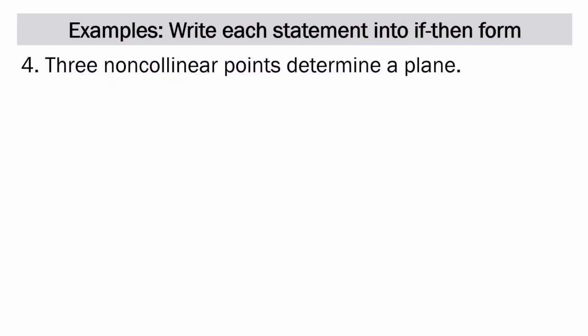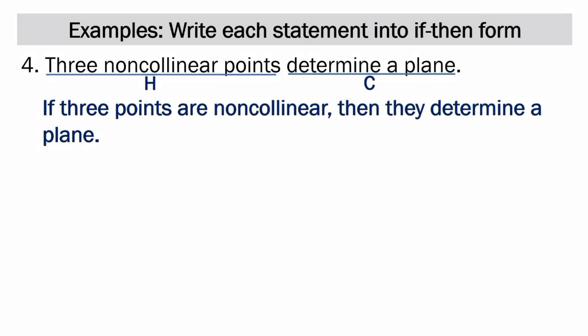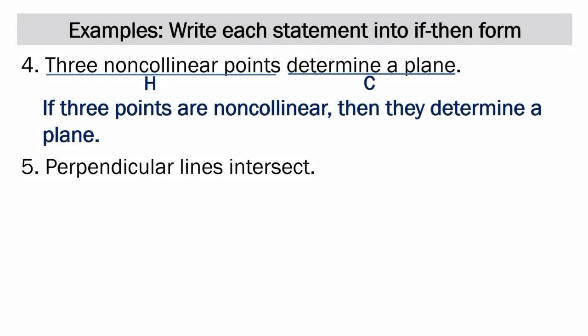Number 4. Three non-collinear points determine a plane. The hypothesis is three non-collinear points. The conclusion is determine a plane. Then, writing it to if and then form, it will become, if 3 points are non-collinear, then they determine a plane. Number 5. Perpendicular lines intersect.